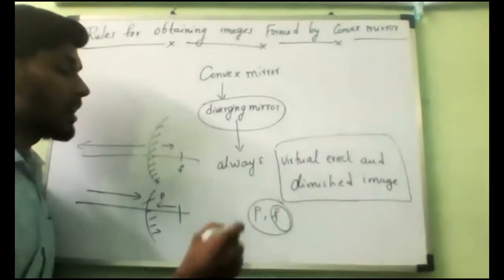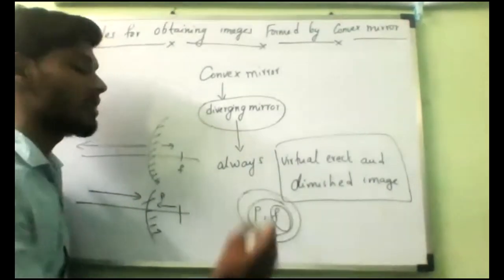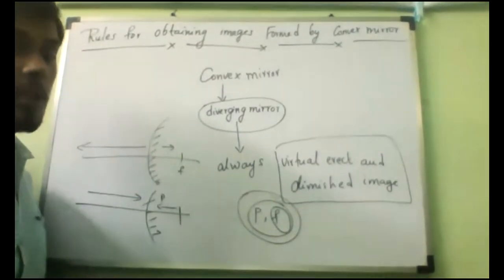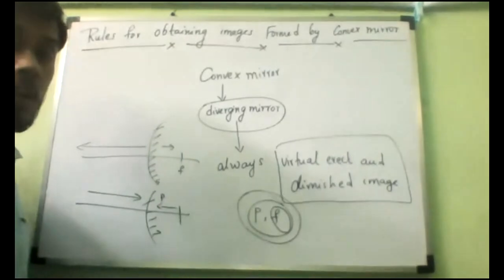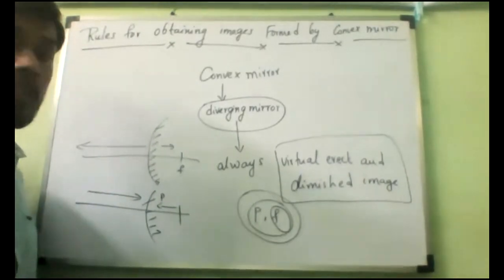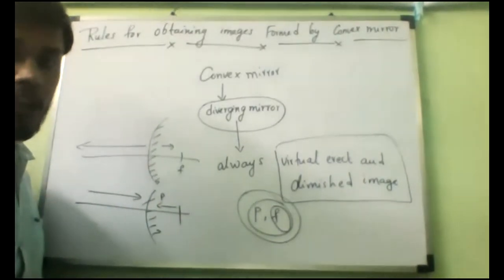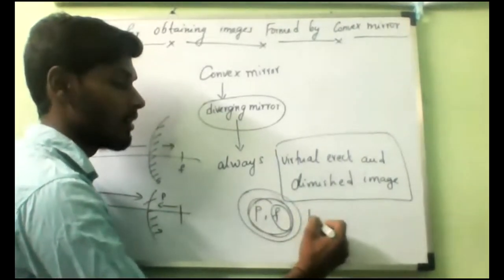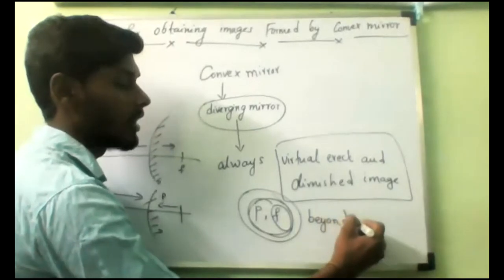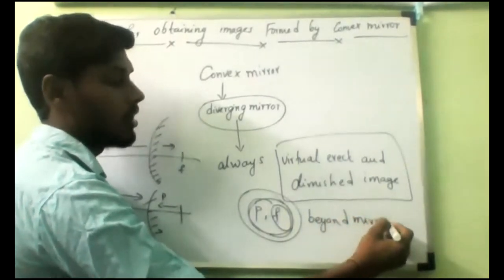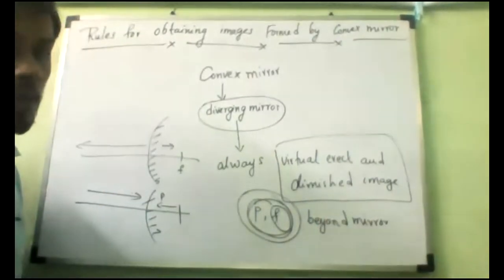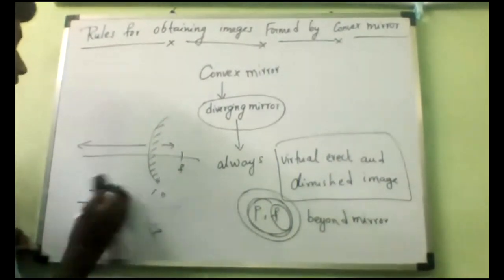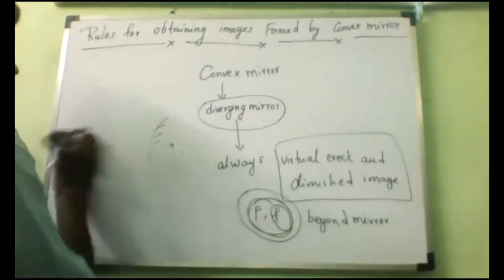So the image formed by this convex mirror will never be real; it will form a virtual, erect and always diminished image. That is also always between P and F, beyond the mirror. That is what you should remember. Do you understand or not? All of you, any doubt, you can ask.